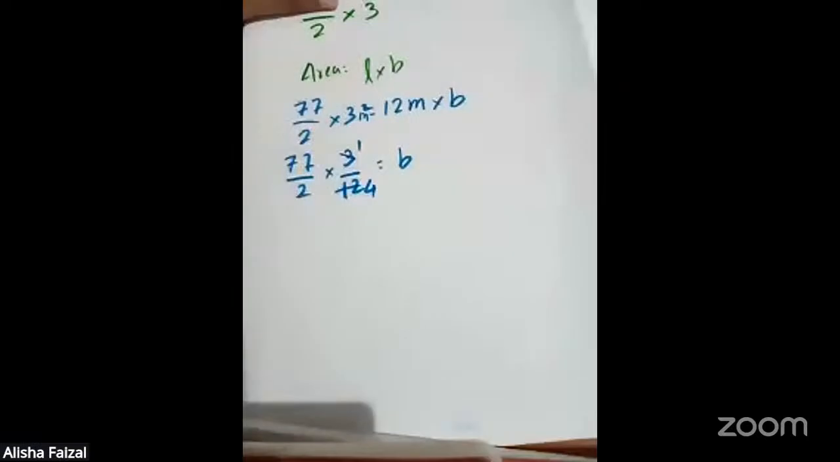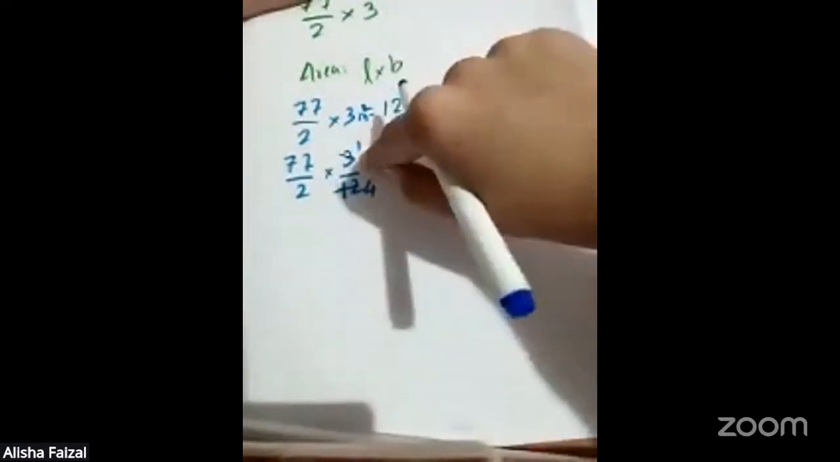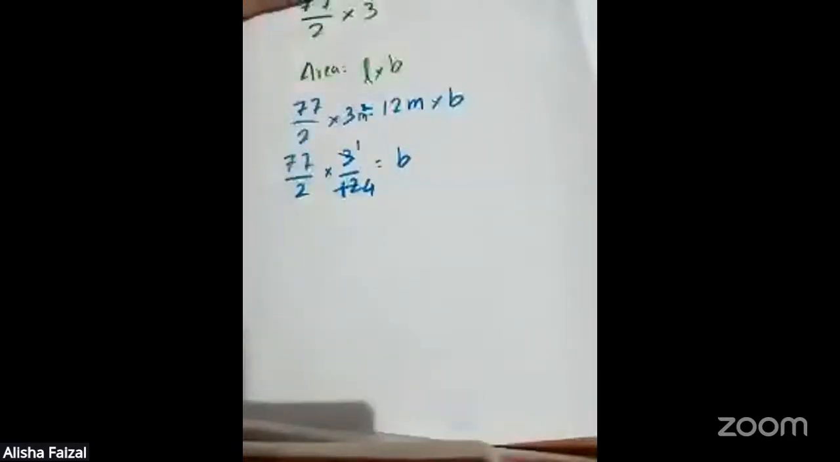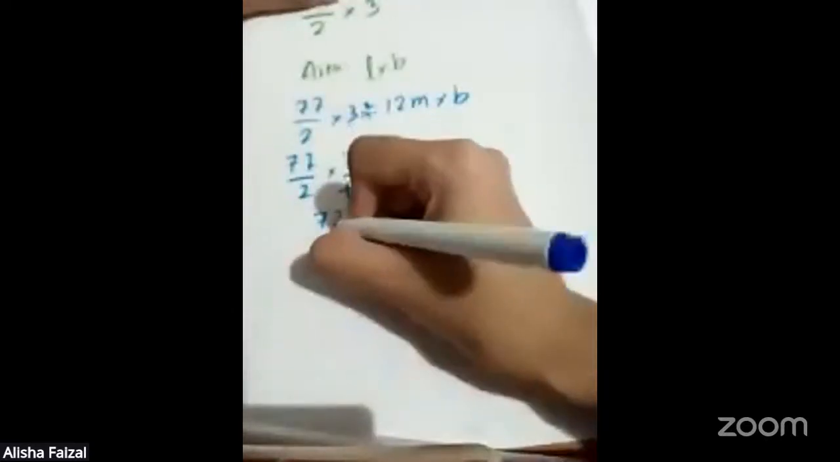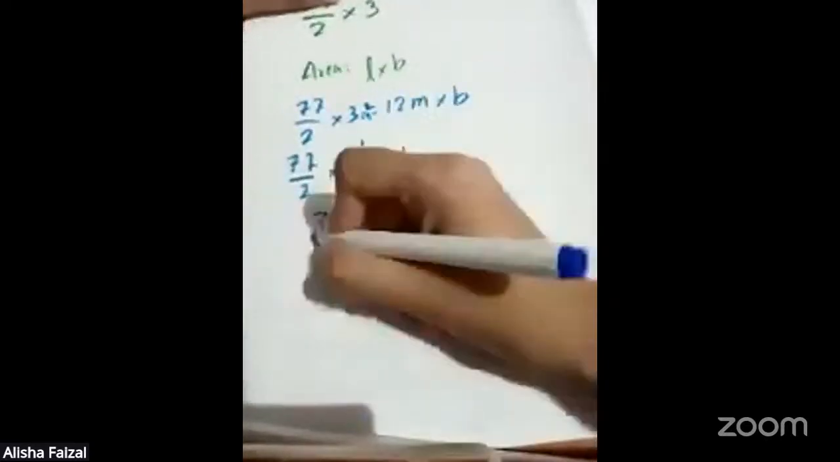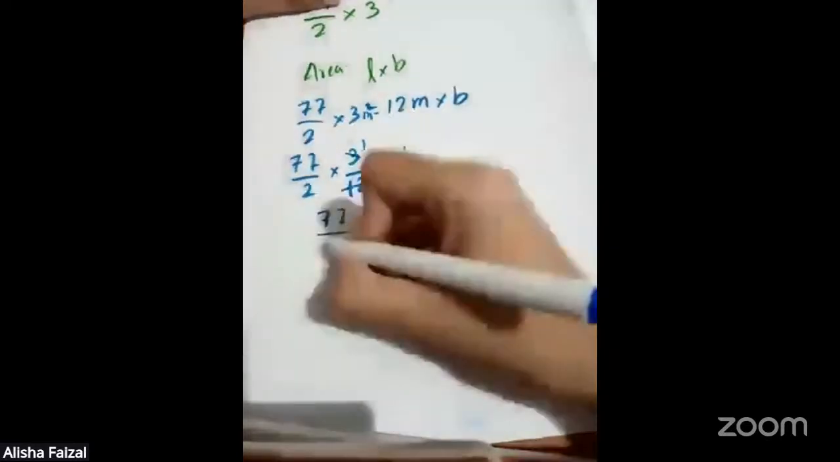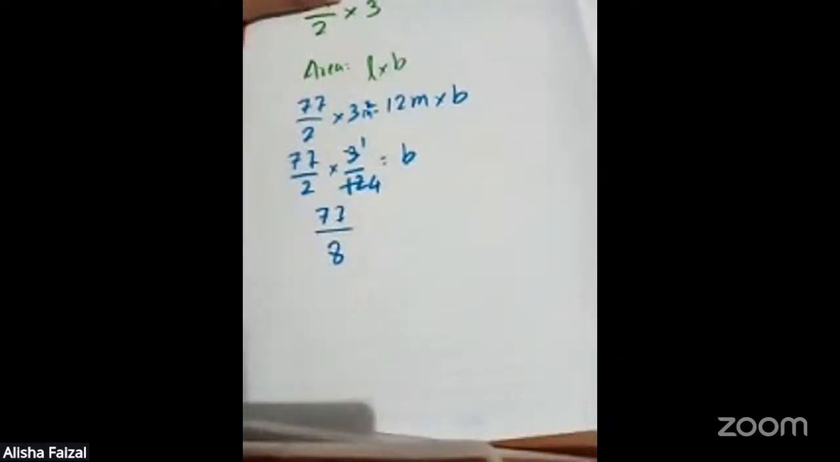So then our answer comes as, there's nothing else you can divide now. 77 times 1 is 77. 2 times 4 is 8. Children, are you having any doubts?